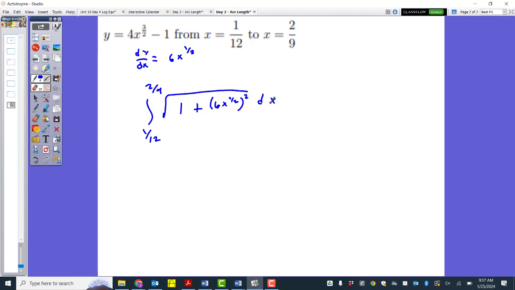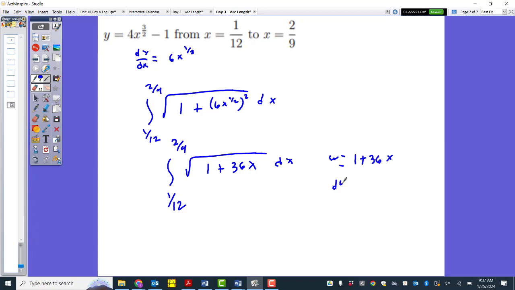squared. Now this is one we could do by hand, because when we square this, we end up with 1 plus 36x. And this is just a u substitution. U equals 1 plus 36x. du equals 36 dx. When you have 36 on the inside, 1 over 36 on the outside. Integral, we need our new upper and lower bounds.